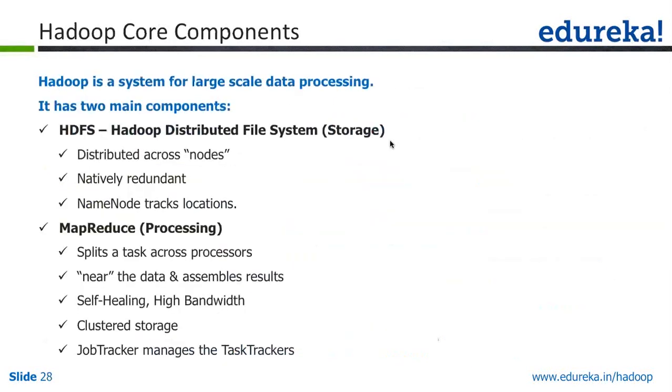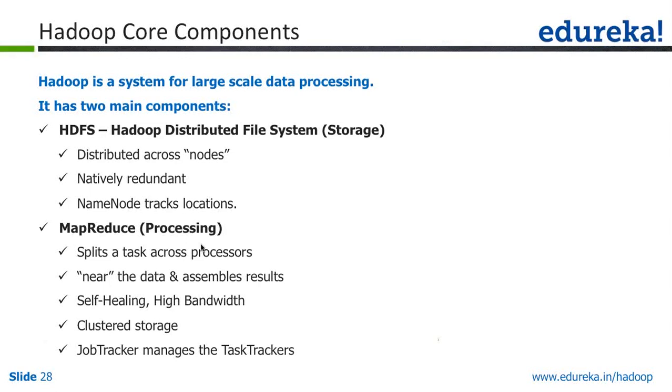Okay, so let's move ahead. Let's look at the core components of Hadoop. There are two core components of Hadoop. One is your HDFS, which is the Hadoop distributed file system. The other one is your MapReduce, which is used for processing. Now, as we've seen, Hadoop distributed file system is nothing but a cluster of machines which are combined together where the data is stored.